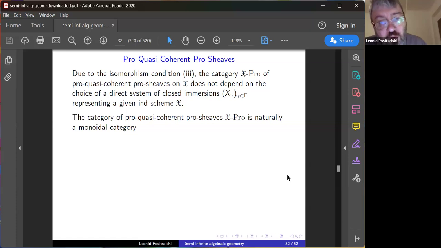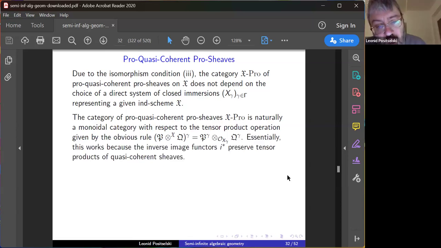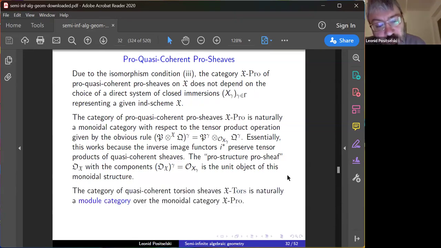The category of pro-quasi-coherent pro-sheaves is naturally a monoidal category with respect to the tensor product operation given by the obvious rule. This works because the inverse image functors preserve tensor products of quasi-coherent sheaves. The pro-structure pro-sheaf, whose components are the structure sheaves of X gamma, is the unit object of this monoidal structure. The category of quasi-coherent torsion sheaves X-tors is naturally a module category over the monoidal category X-pro.